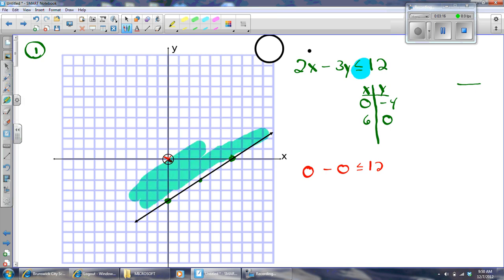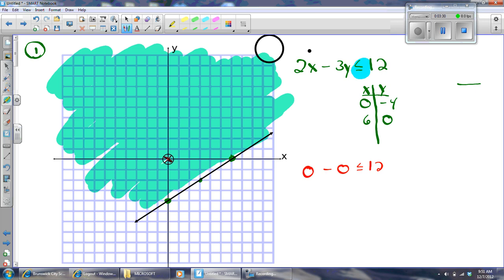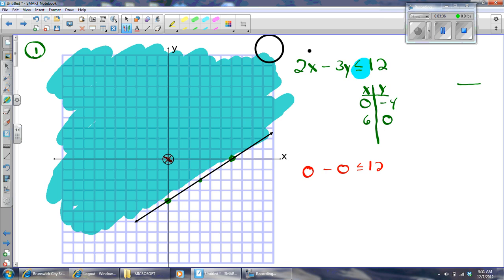So I end up shading above the line. Everything up here is included. It's all part of the solution. Any point above that line will be in the solution set. Okay, the line acts as a magical barrier. There are no solutions below the line.